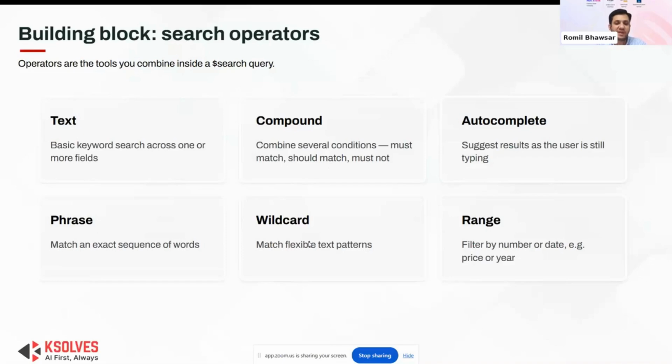The fifth one is the wildcard operator. If we want to search for a specific word and want to have results where the text starts with a specific text or prefix, we can use the wildcard operator. If we want to filter our results by any condition like numbers, date, or price, we can use the range operator.